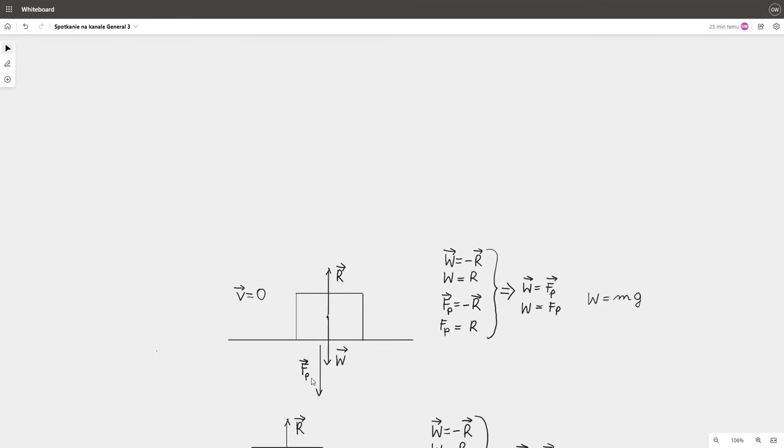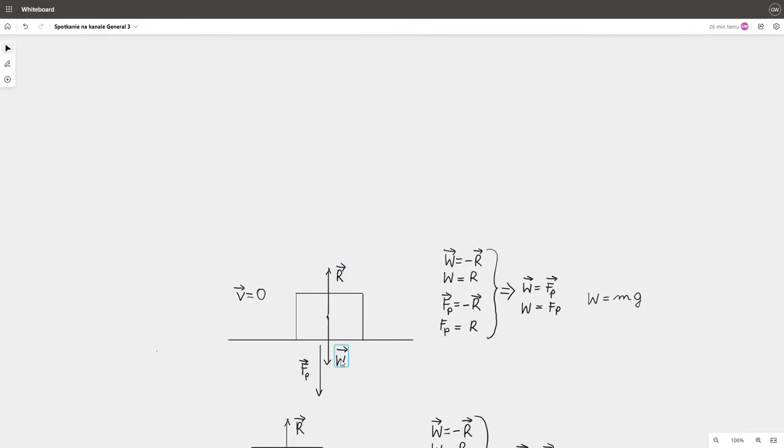According to Newton's third law of motion, if there is action, there is reaction, so the ground exerts an upward force on the body, the normal force, R. The body remains at rest, so according to Newton's first law of motion, weight and the force of reaction, the so-called normal force, balance each other.